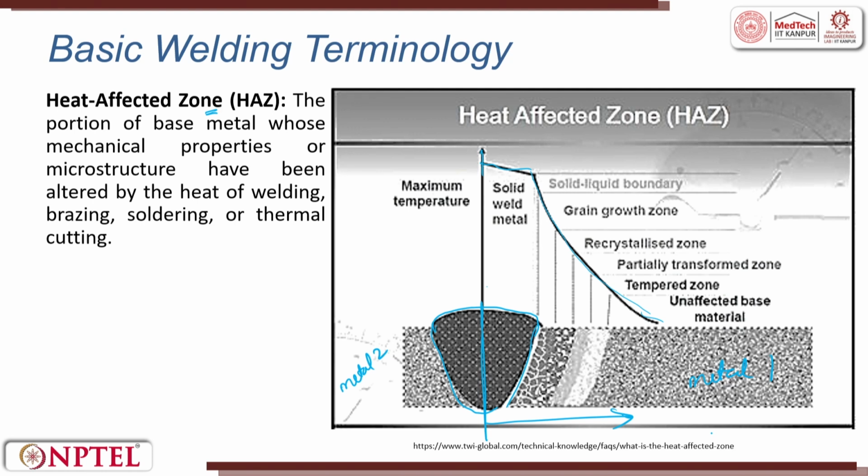Of course, time is also a factor, but here we have finished the welding operation. We are taking a cross section and looking at it under the microscope. You can see the temperature distribution here. How can you see the temperature distribution? It can be seen by the microstructural change. Here, solid welded metal is seen up to this portion.